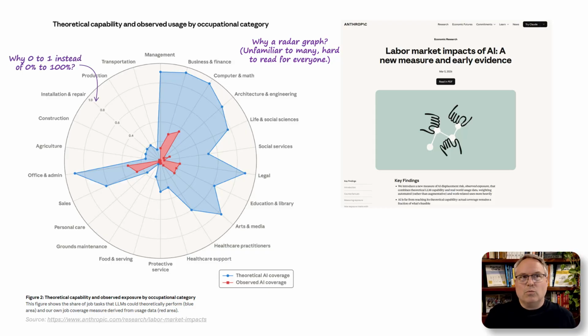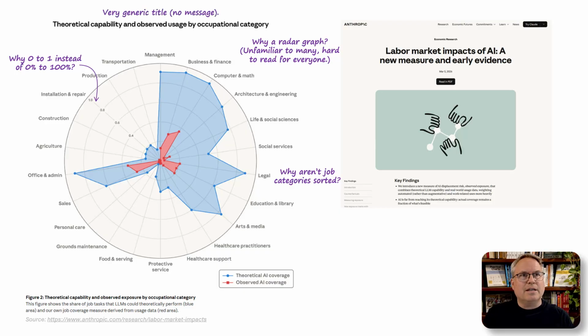And also, why is the scale showing 0 to 1 as opposed to 0% to 100%? Because it is showing parts of a total. Why aren't the categories sorted? It'd probably be a lot easier to read if we sorted the categories from, for example, the jobs that have the highest potential for task displacement to lowest, or maybe alphabetical or something. But it looks like they're in random order.